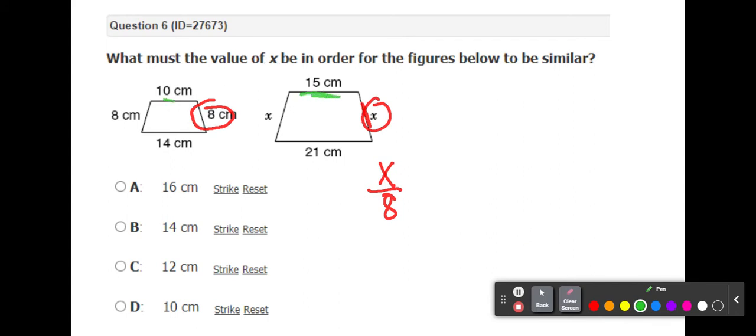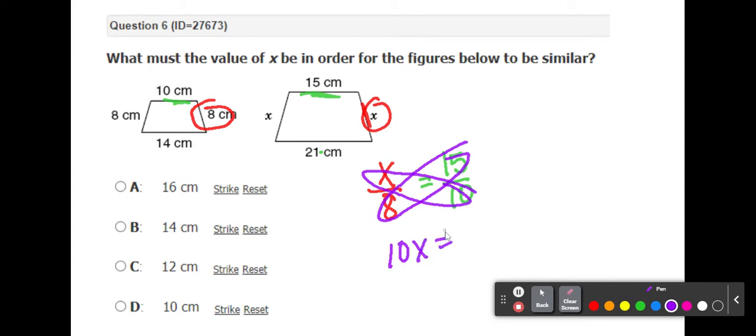You could use the 15 over 10. You could use the 21 over the 14. Whichever ones you want to use, it doesn't really matter, because when you cross multiply them and solve for x, you'll get the same thing. So 10 times x equals 8 times 15. Divide both sides by 10 because I'm trying to solve for x. And that equals 12.